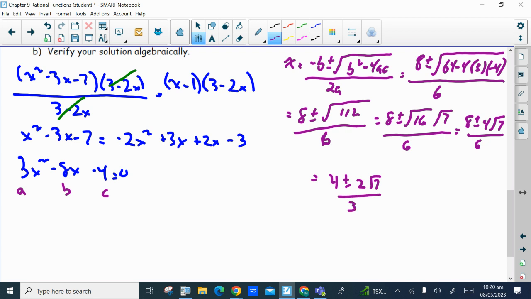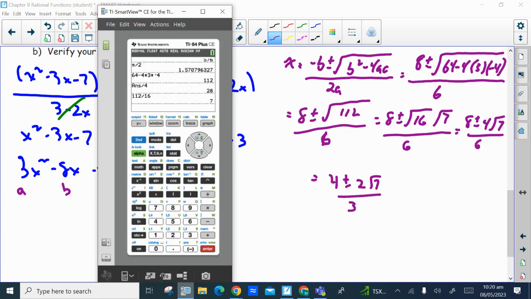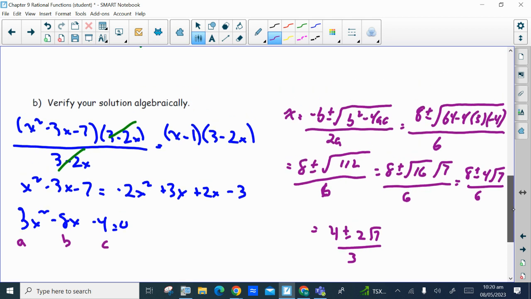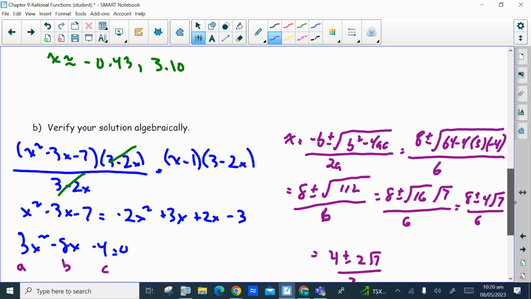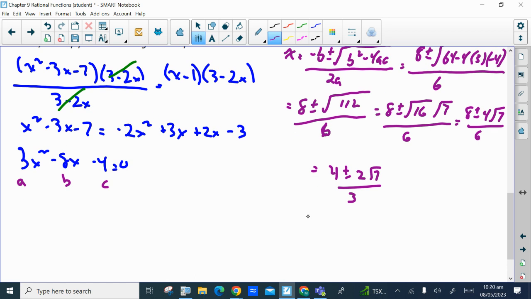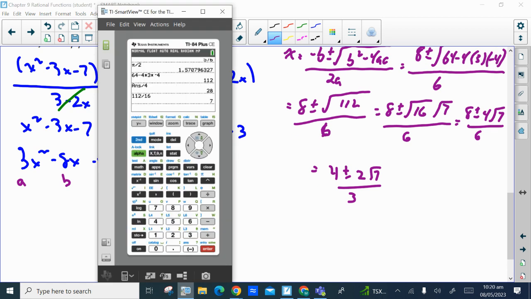And this just simplifies the expression. Those are the exact solutions. And if you plug these into your calculator, you're going to get that negative 0.43 and the 3.10 value that we got on or from the graph.